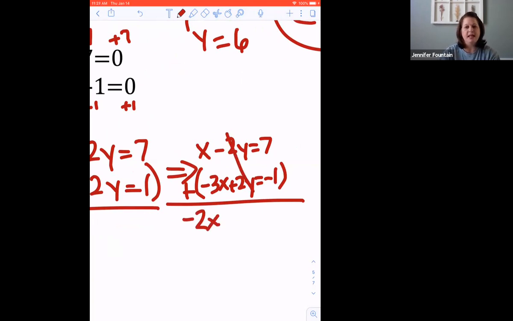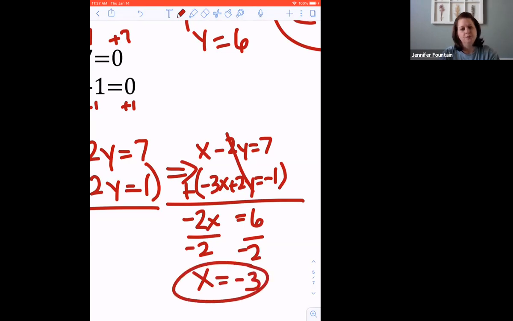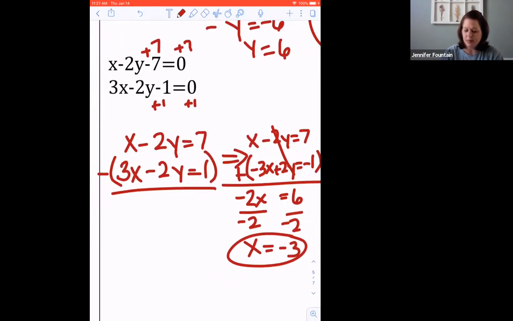2y plus 2y cancels out, so my y values are gone, equals 7 plus a negative 1 is positive 6. Divide each side by negative 2, so I find that x is negative, whoops, I forgot my negative, negative 3. So x is negative 3. I'm going to plug it back in.